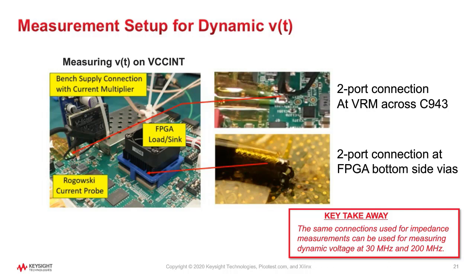Obviously, there is no way to directly measure the current going into the FPGA package pins. The good news is that it is easy to measure the dynamic voltage at the VRM and at the FPGA. The same matched length coaxial cables used for the two-port shunt low impedance measurements of the PCB PDN can now be used to measure the voltage.